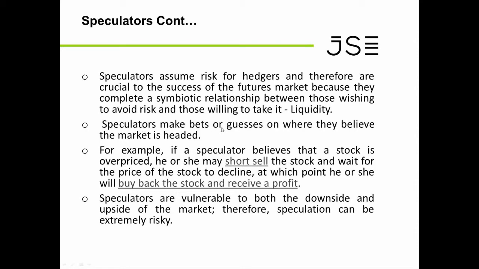Speculators make bets or guesses on where they believe the market is headed. For example, if a speculator believes that a stock is overpriced, he or she may take a sell or short position. So he shorts the stock and waits for the price of the stock to decline, at which point he will then go into the market and buy back the stock and receive a profit. So typically that's what a speculator would do. Speculators are vulnerable to both the downside and the upside of the market, and therefore speculation can be extremely risky. At least the hedger is backed by the physical commodity at his disposal, but the speculator can be quite exposed if he got his research wrong, or he got his market direction wrong.